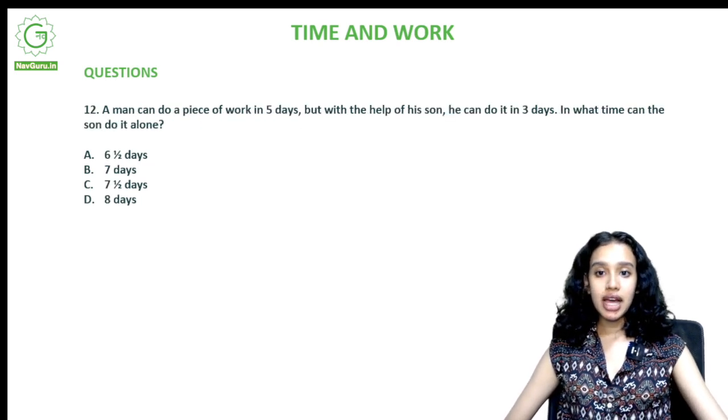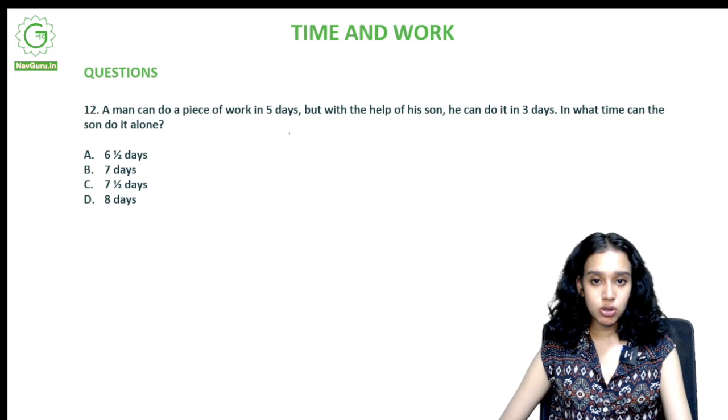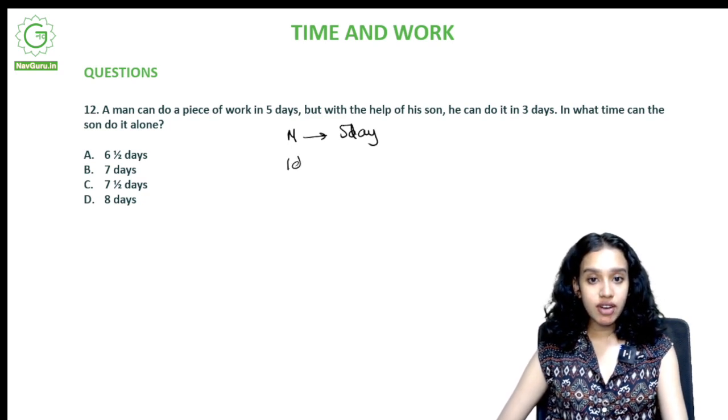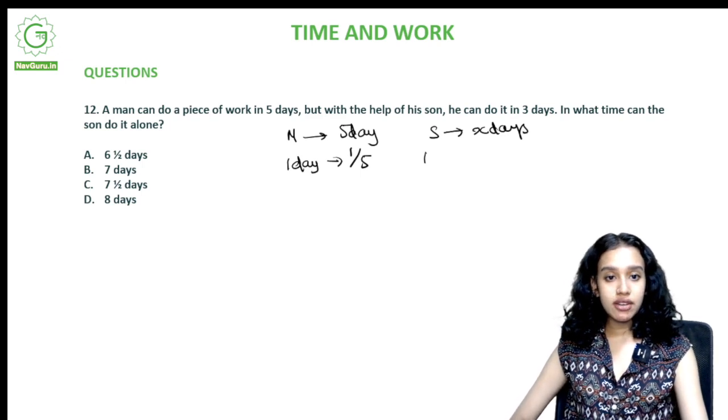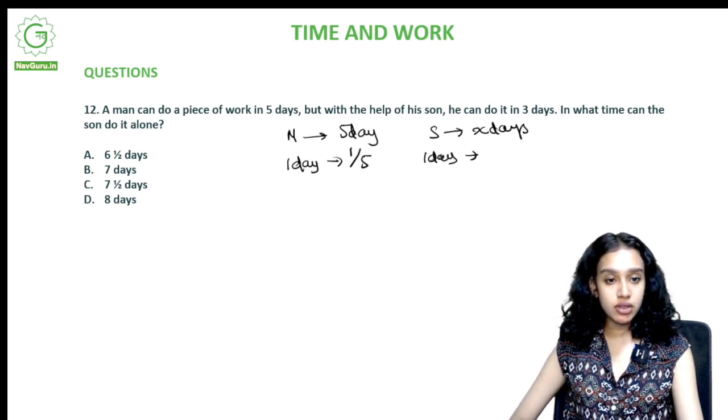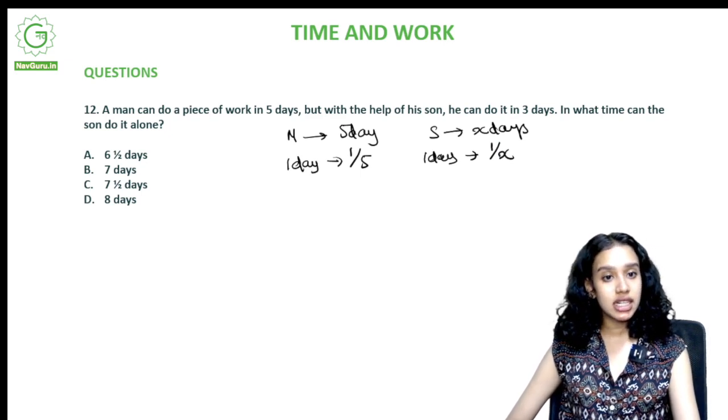Now, a man can do a piece of work in 5 days. So the amount of work done by the man in 1 day is equal to 1 by 5, right? But with the help of his son, he can do it in 3 days. So let's say that his son takes X days to complete the work. So in 1 day, the amount of work done by the son is 1 by X. In what time can the son do it alone?